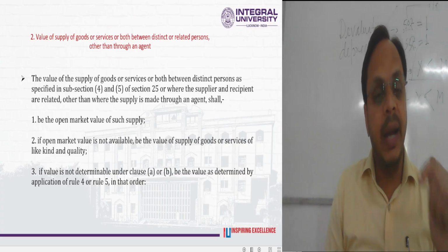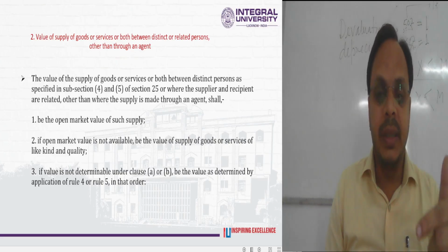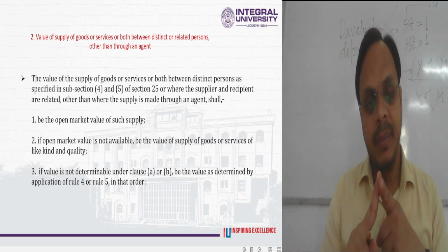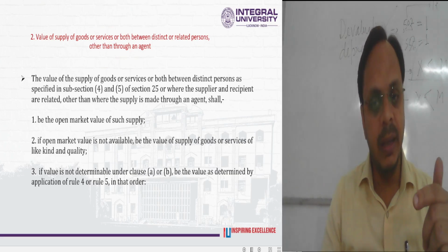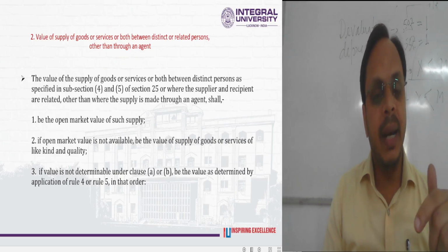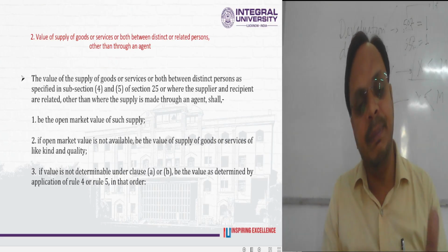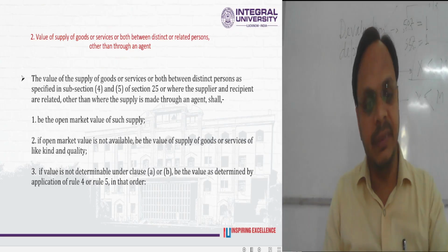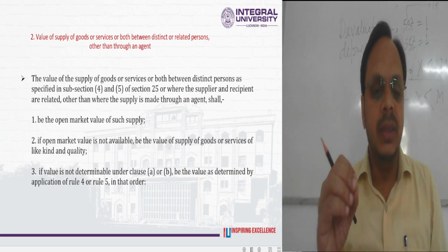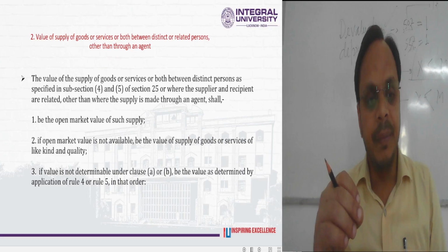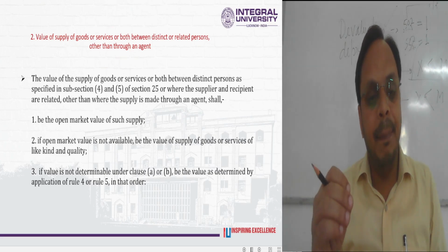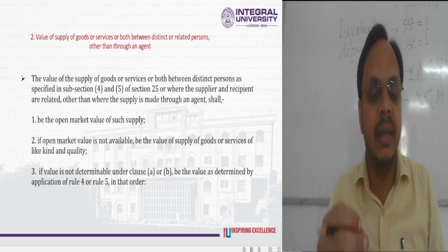In this case, the value of the goods or services will be, first, the open market value of the supply. Second, if the open market value is not available, it will be the value of supply of goods or services of like kind and quality. And third, if the value is not determinable under clause A or B, then the value is determined by the application of rule 4 or rule 5, in that order.